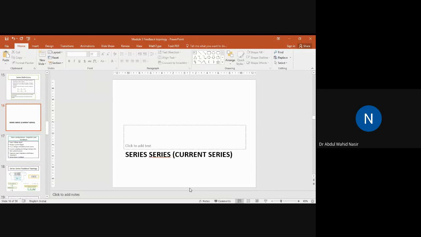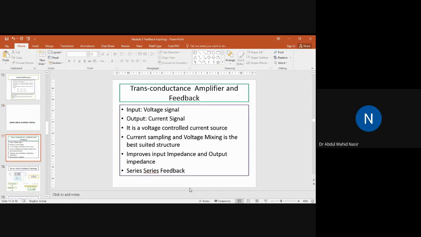Okay, now we shall start the series feedback amplifier. Series is a configuration we have in the transconductance amplifier, where the input is a voltage signal and the output is a current signal. That means current sampling, voltage mixing. Clear?